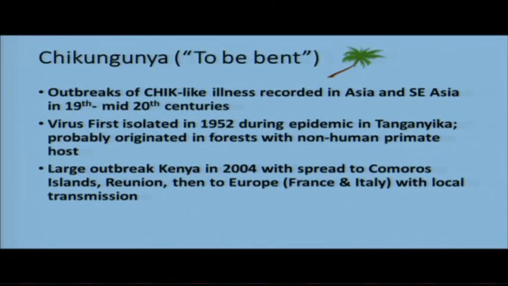The next disease is chikungunya. Chikungunya is from one of the Bantu languages, and it means to be bent or to be bent up. And that's because the people who have chikungunya look bent because they have so much pain in their joints. Outbreaks of a chikungunya-like disease were recorded for many years in Asia and Southeast Asia through the 19th and 20th centuries.